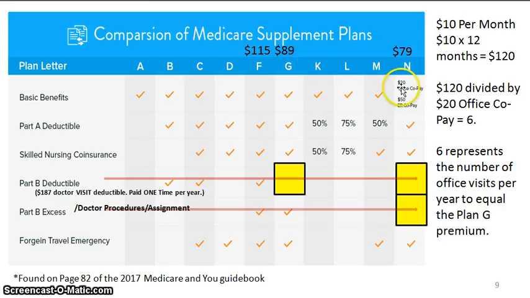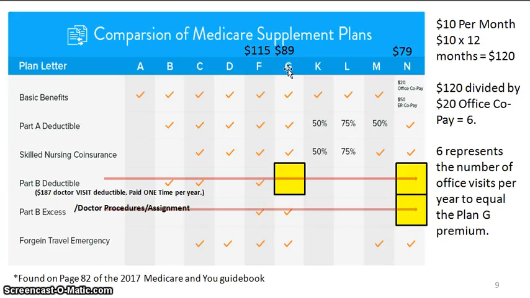But if you're okay with paying that $20 office visit and you're only going a couple times per year, if you're okay taking care of that $187 Part B deductible yourself, if you're okay making sure your doctor doesn't charge excess fees, you can save yourself a lot of money between the F plan and the N plan, and you save yourself a pretty good amount of money on the N plan versus the G plan.